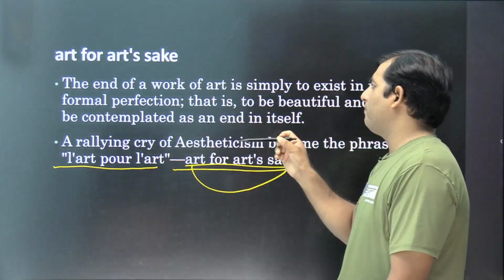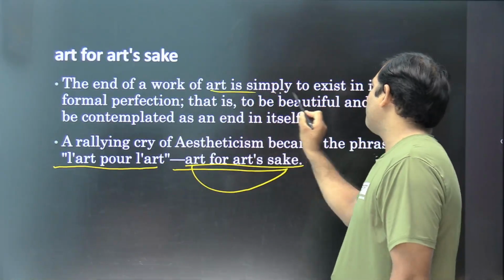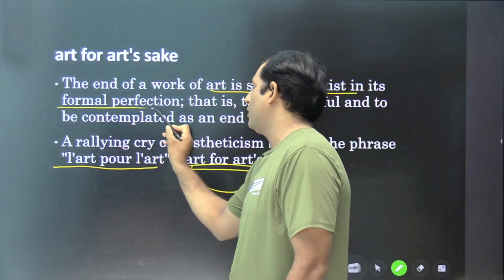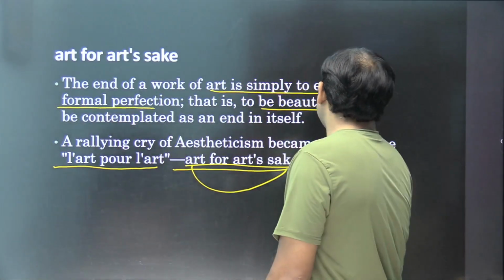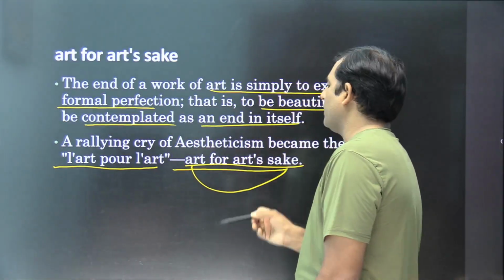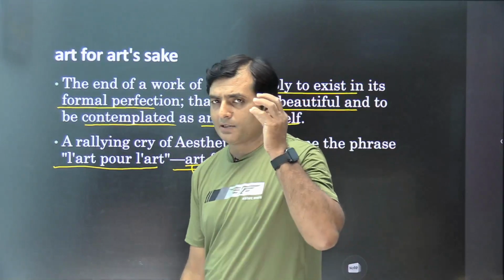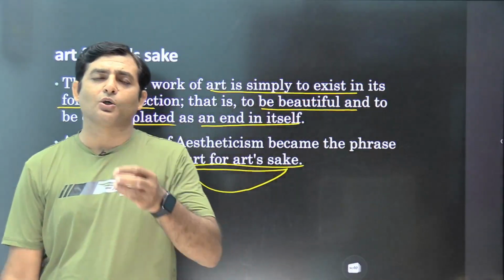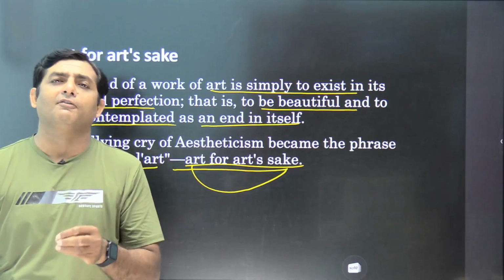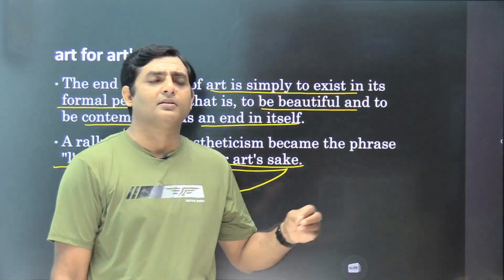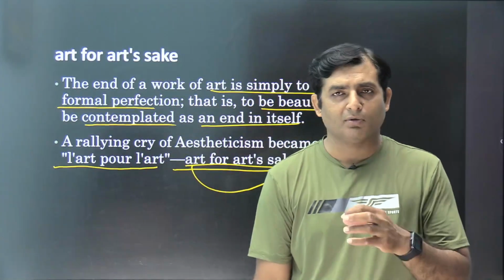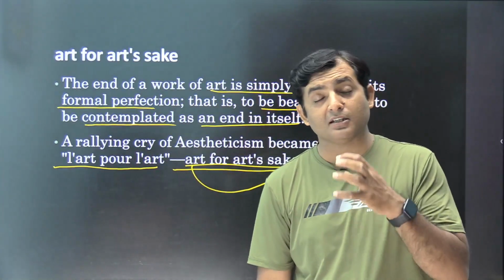The end of a work of art is simply to exist in its formal perfection. That is, to be beautiful and to be contemplated as an end in itself. Art is beautiful, it contains supreme value, and it is self-sufficient. It is art for art's sake, right? Nothing is required from the outside world, right? This was the popular belief. This is the belief of aestheticism.